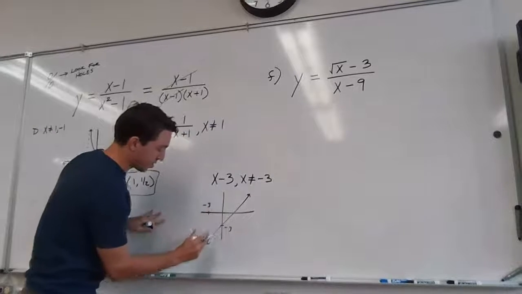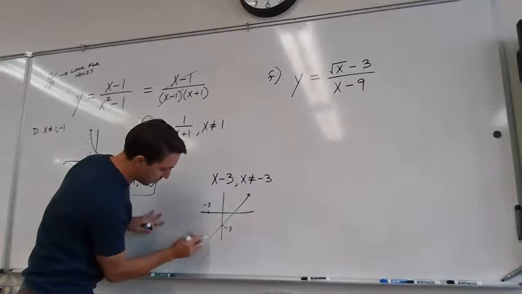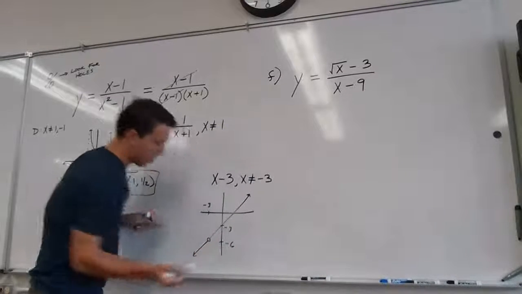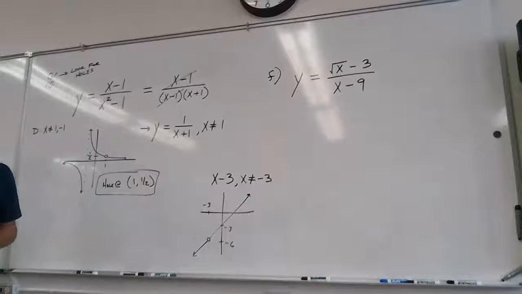And the y value associated with the hole, in this case, would be negative 6. Are there any questions on the solution there? Does that make sense?